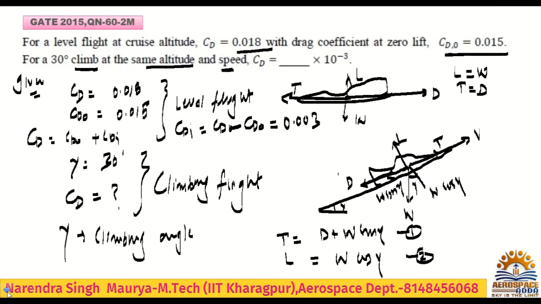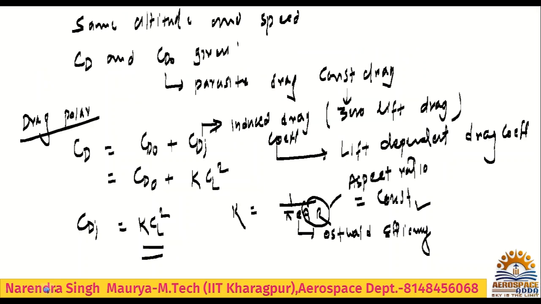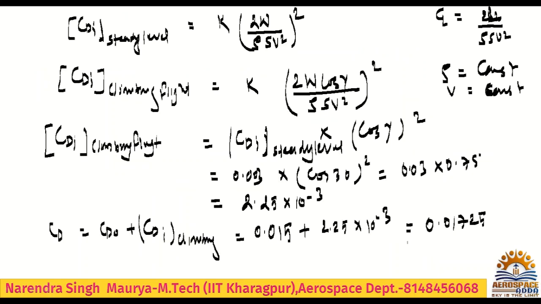Check. They have given 10 to the power minus 3, so you don't write 0.01725. You convert it into 10 to the power minus 3. So it will be 17.25. Yes or no? 17.25 into 10 power minus 3. So this is your answer. So what do you have to fill? You have to fill 17.25.